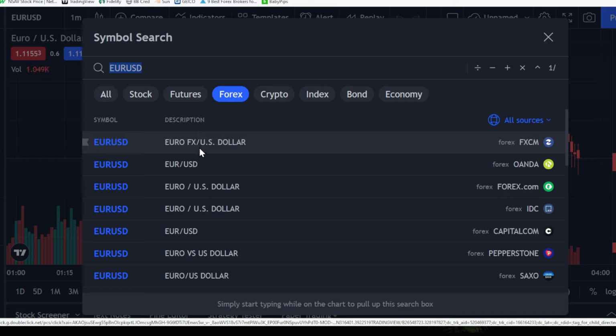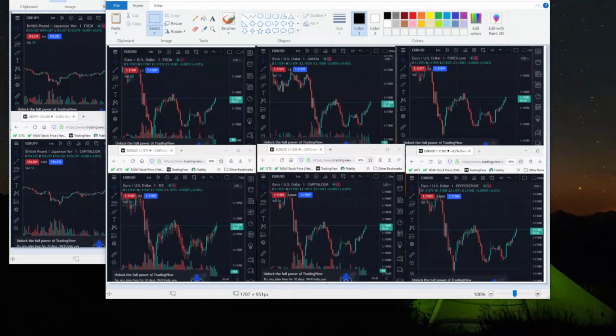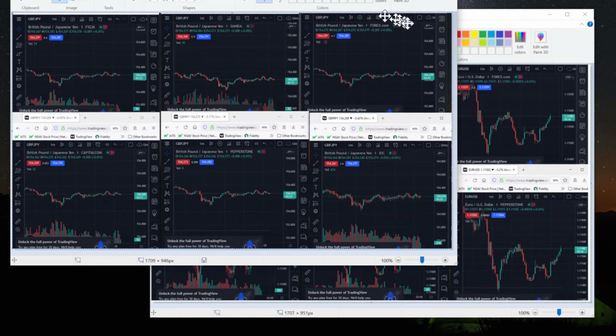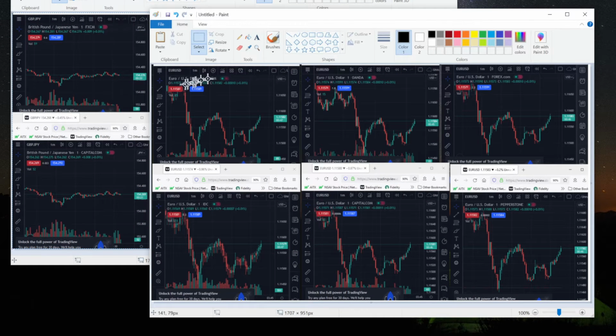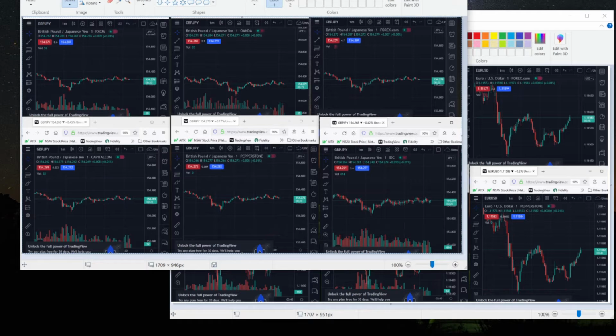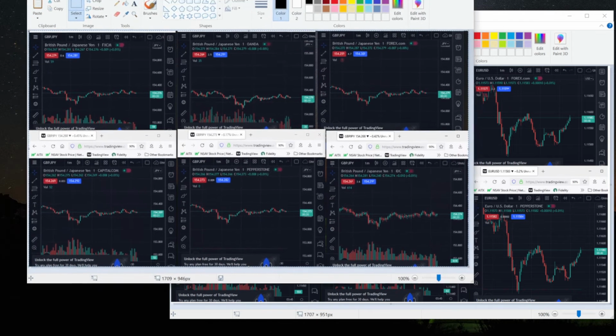Now that we know what those sources are, why does it even matter? What difference does it make to me which one I choose? So what I decided to do is I took 6 different sources for 2 different currency pairs. So here we have, and I'm going to blow this up a bit, the Euro USD currency pair for these 6 different sources. And then here we have the Great Britain pound, the GBP JPY, or the Japanese yen, for 6 sources.